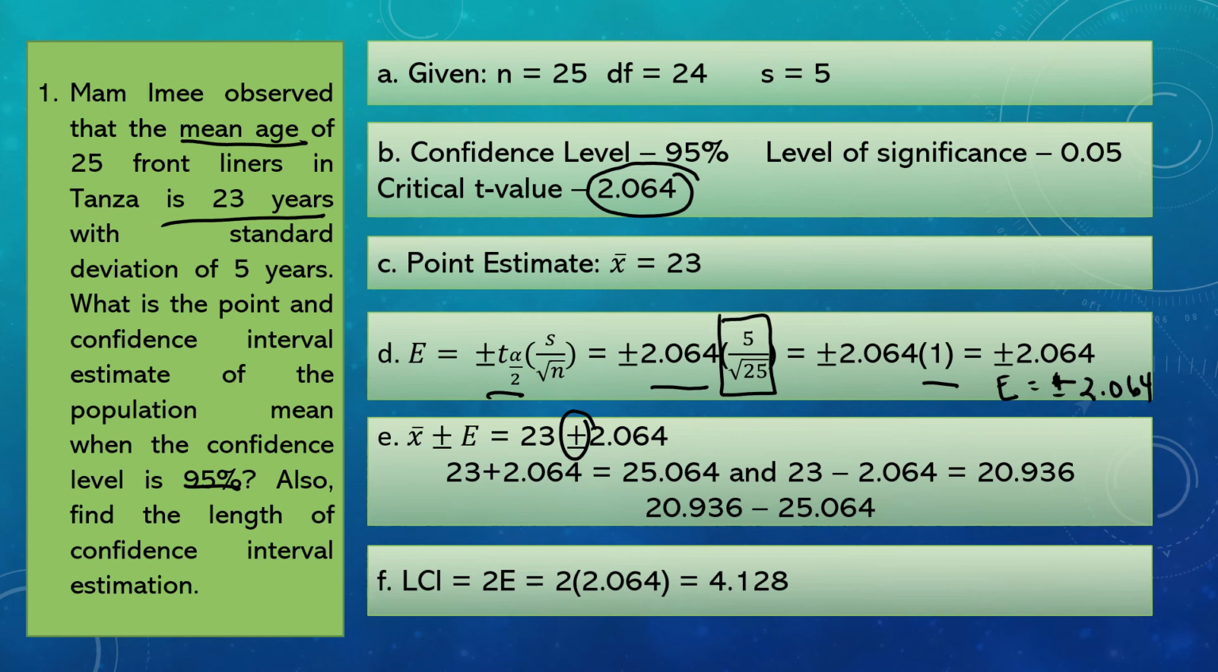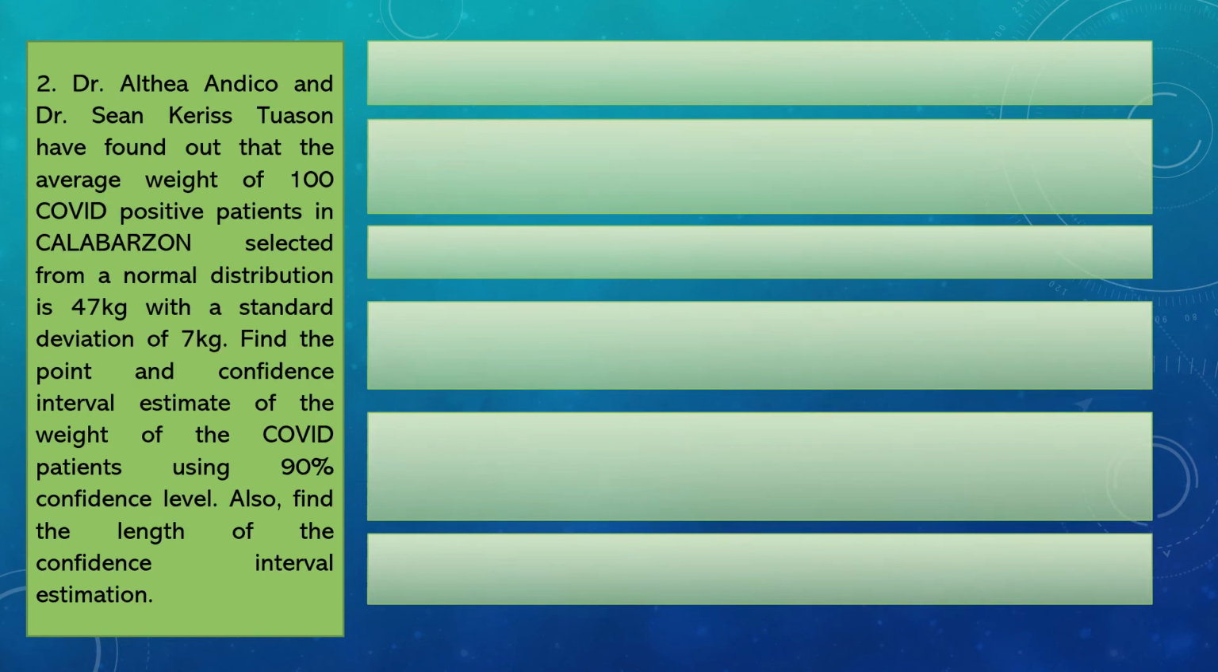Okay, so let's now have another example. Dr. Altay Nico and Dr. Sean Caris Tuazon have found out that the average weight of 100 COVID-positive patients in Calabarzon selected from a normal distribution is 47 kilo with standard deviation of 7 kilo. Find the point and confidence interval estimate of the weight of the COVID patients using 90% confidence level. Also find the length of the confidence interval estimation.